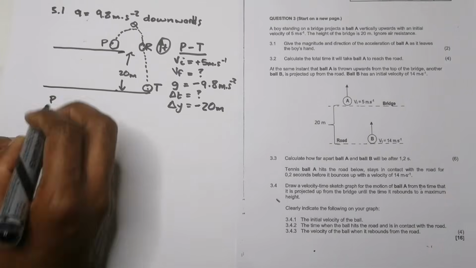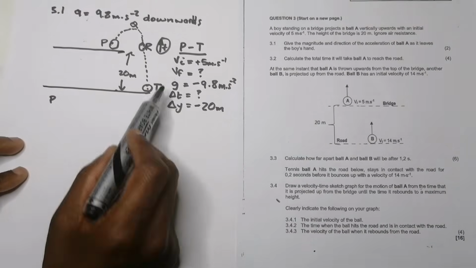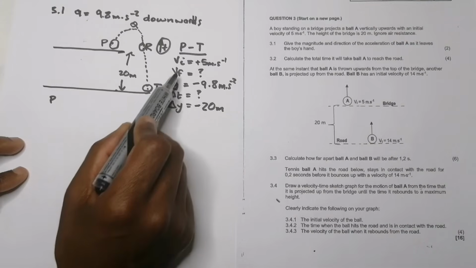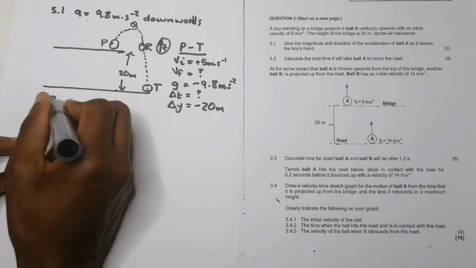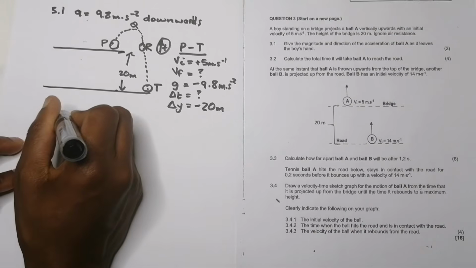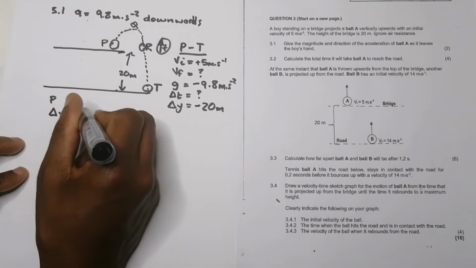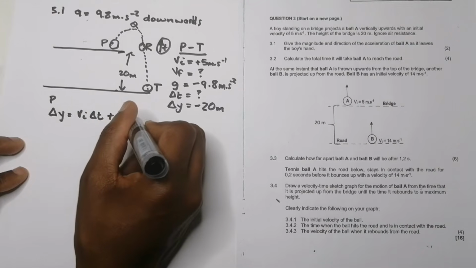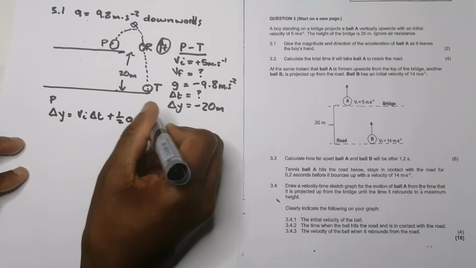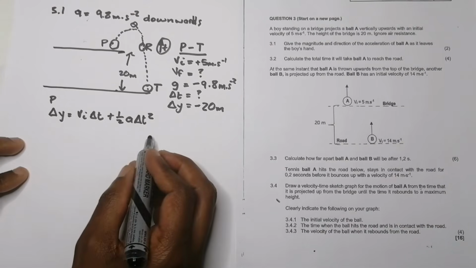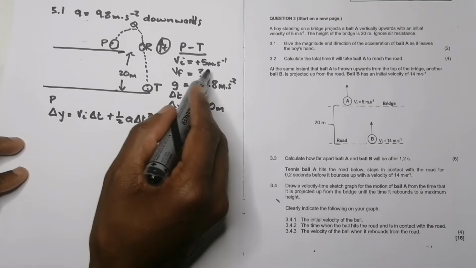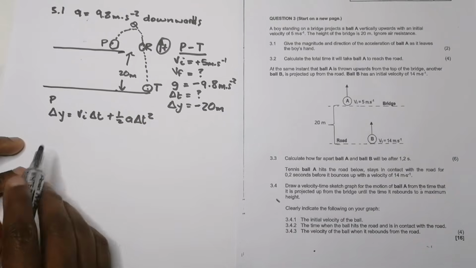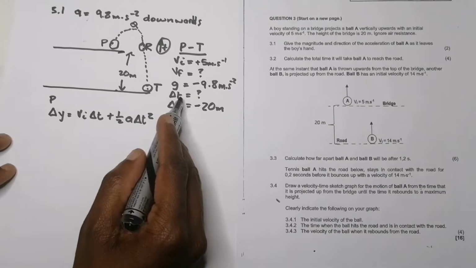So now we want to calculate the time. So look at this. We've got all of those. Okay, we want time. We don't have final velocity. So what we're going to do is just simply say delta y is vi delta t plus 1 over 2 times a delta t squared. Now you may wonder why I picked this formula. This is because we didn't have final velocity, right?